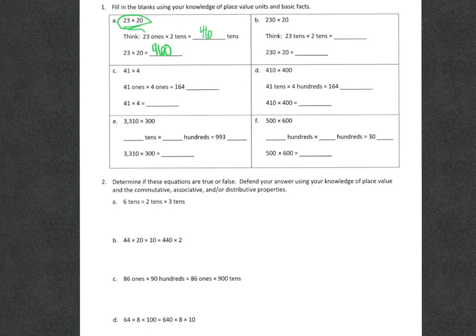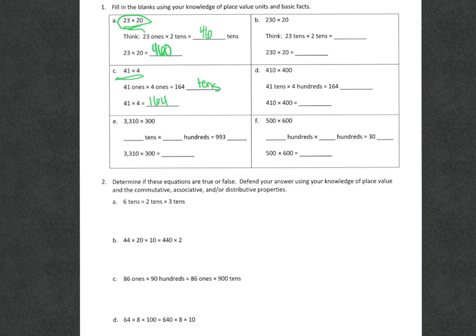For 41 times 4, it would be 164 tens. So then 41 times 4 is just 164.